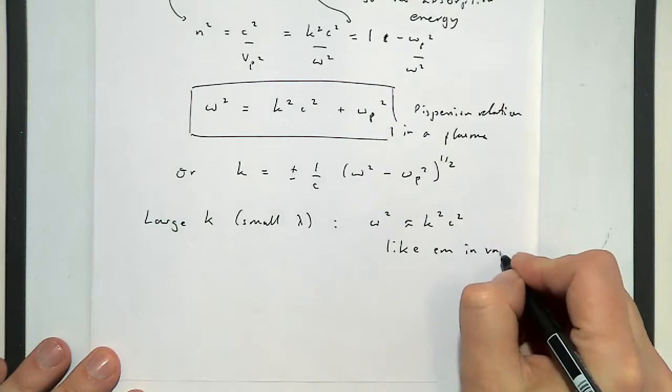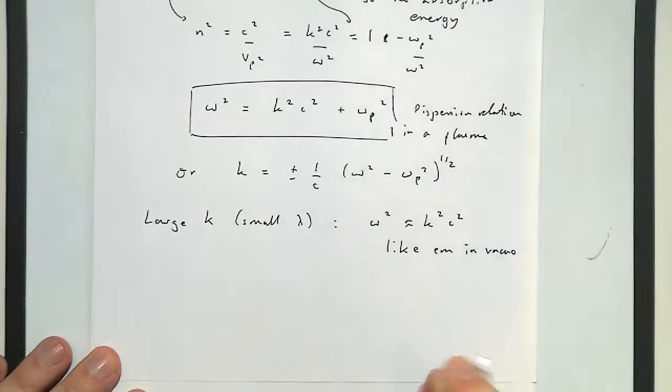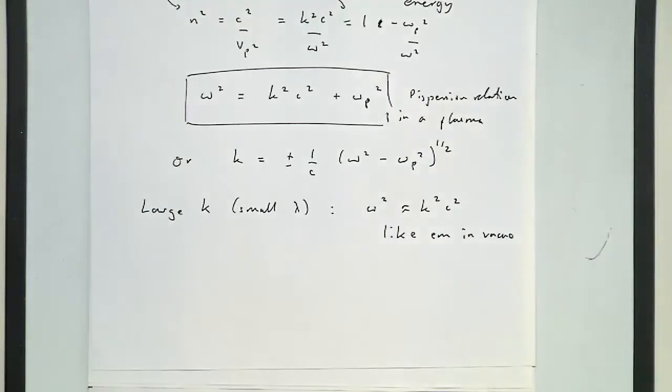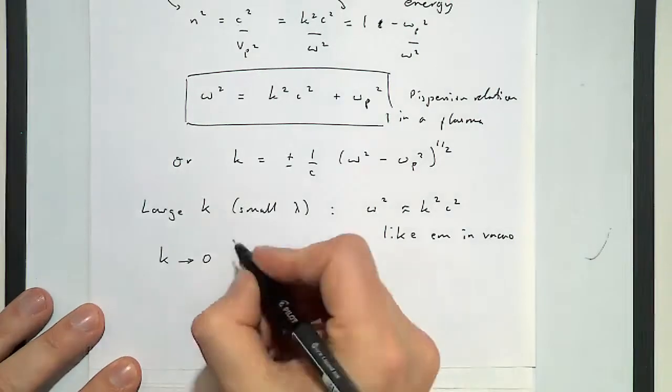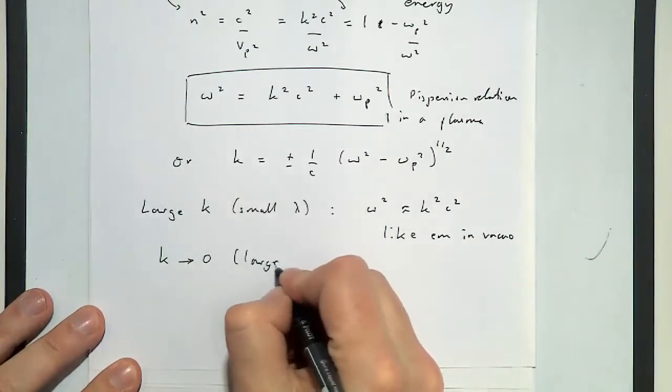So the response of the plasma to the incident radiation is like it was a vacuum. Okay, that makes kind of sense, doesn't it? Electrons don't do much. The other situation is when k tends to 0, which is clearly a large lambda, a long wavelength.